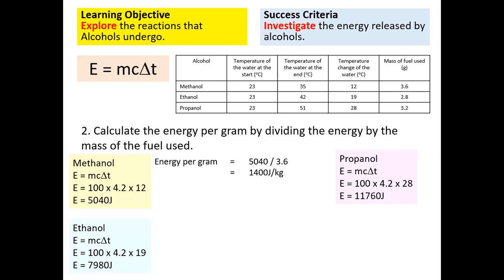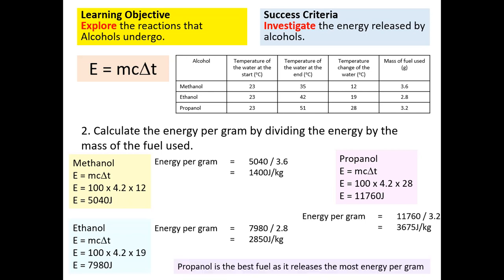Ethanol then is 7,980 divided by 2.8 gives 2,858 joules per gram, ignore the K, and propanol, 11,760 divided by 3.2 gives 3,675 joules per gram. And therefore, we can say that propanol is the best fuel as it releases the most energy per gram. So this is a very, very common experiment, and there's something that you would always do in the lab. And sometimes you see this in an exam paper as well.